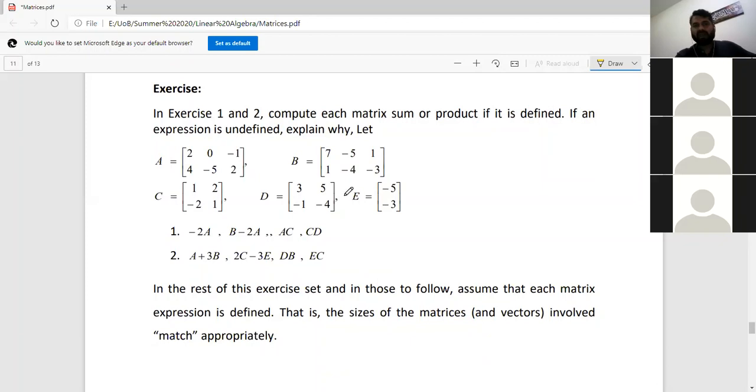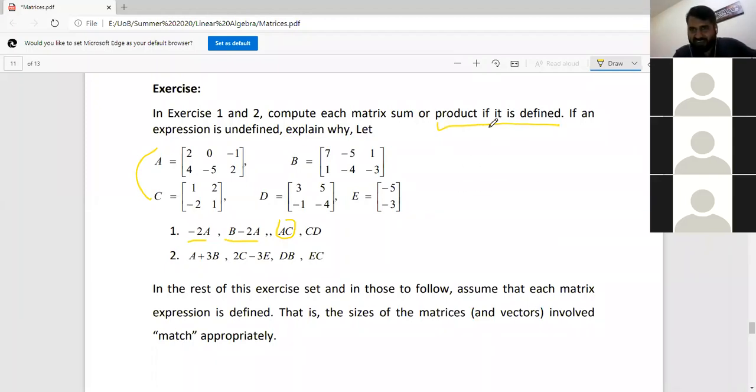It says multiply and add in the product A. For example, find 2A. We can easily find 2A, no problem. B minus 2A is also not a problem. Find AC. For A and C, we have to be careful. A has 3 columns and C has 2 rows. It means I cannot multiply AC. You see, it says find the product if it is defined. That's why we write if it is defined. So AC is not defined.